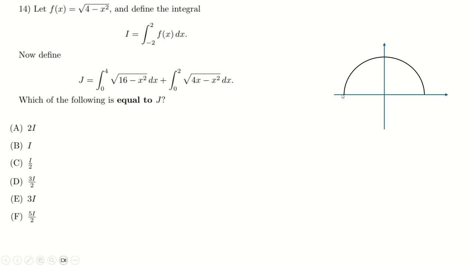So the integral of this between minus 2 and 2 will, of course, just be half of a circle radius 2, which is 2 squared times pi, sorry, 2 squared times pi is 4 pi, divided by 2 is 2 pi. So that area there is 2 pi. Now here, by the same logic, this is just a circle radius 4. And again, it's only the top half of it.